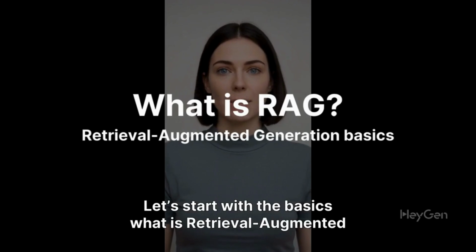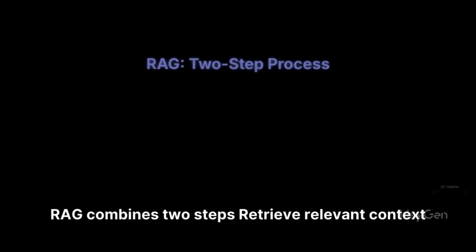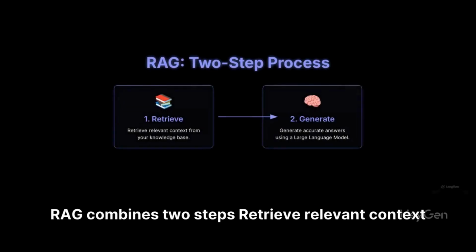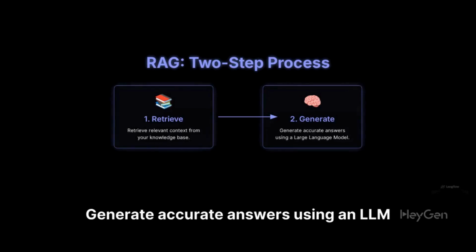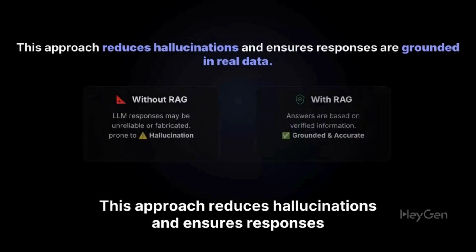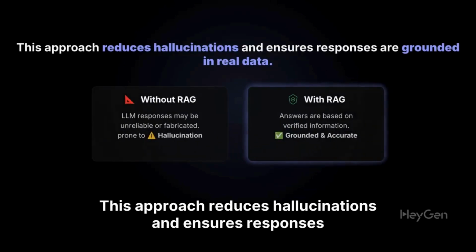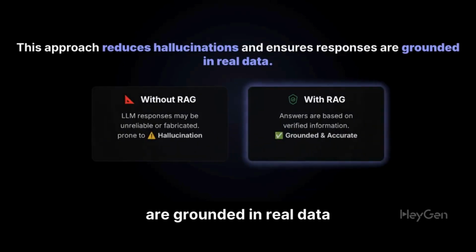What is Retrieval-Augmented Generation? RAG combines two steps: retrieve relevant context from your knowledge base, and generate accurate answers using an LLM. This approach reduces hallucinations and ensures responses are grounded in real data.